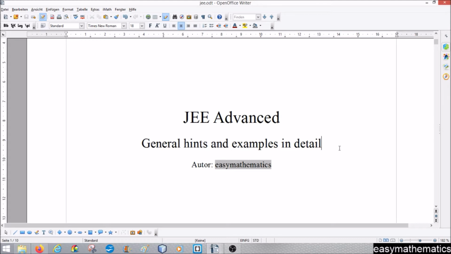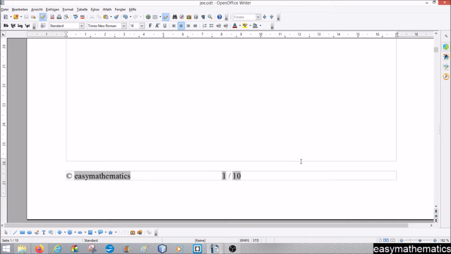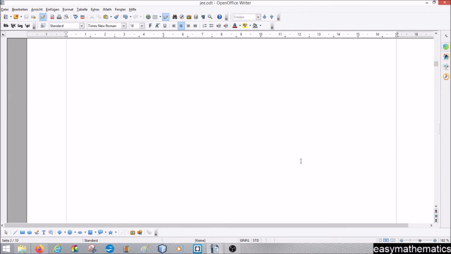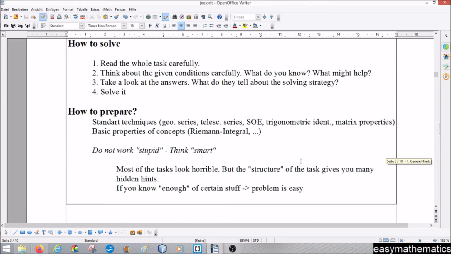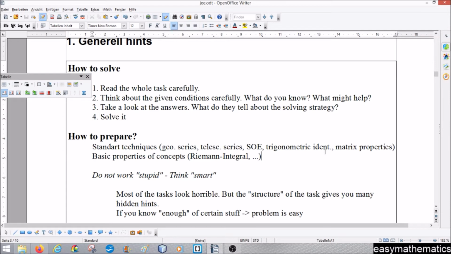detail. Okay, I want to talk about not only how to solve it, I want to talk how you can spot the right way. There are a couple of tricks you can do, and we will talk about that. Okay. So first of all, how to solve these crazy questions.